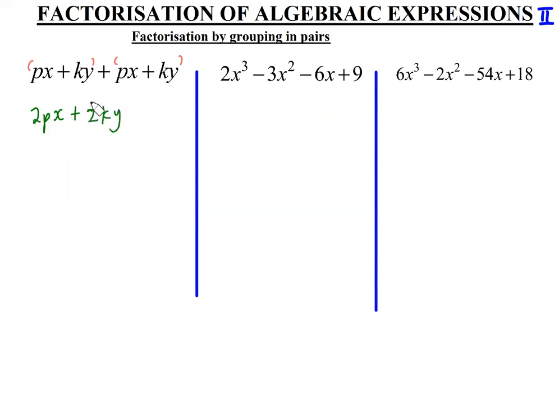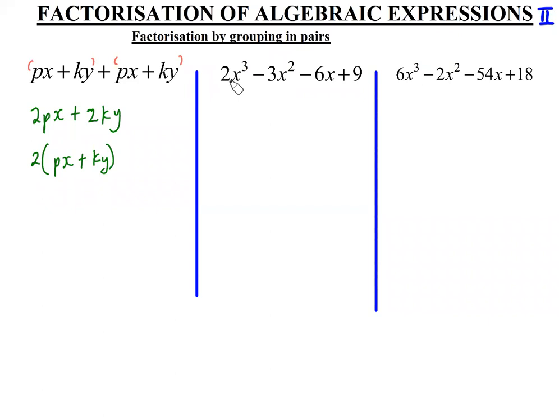Okay, now what can you take out here? We're going to take out 2, so it's going to be px plus ky like that. Okay, that becomes our final answer. But let's look at this and see what we can do.